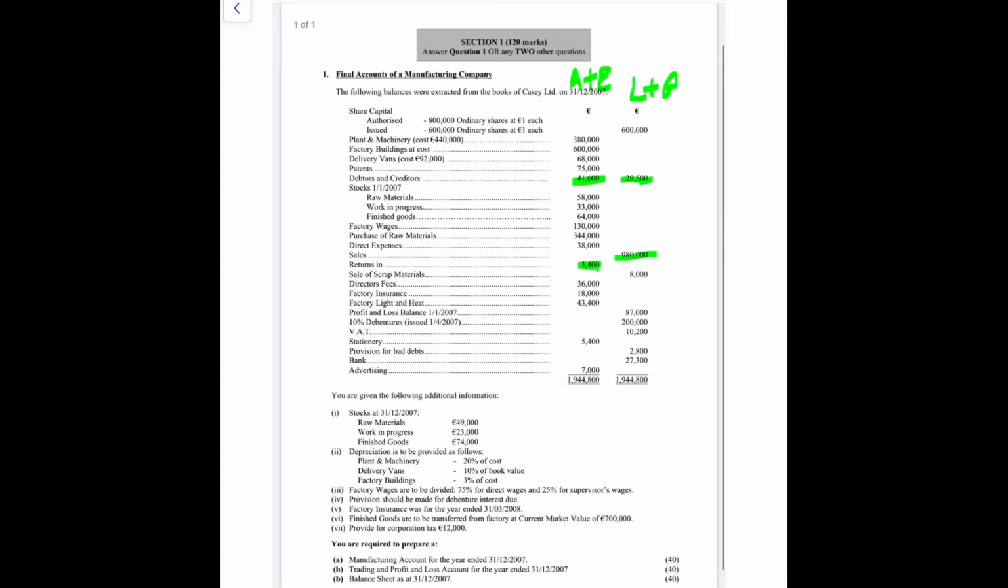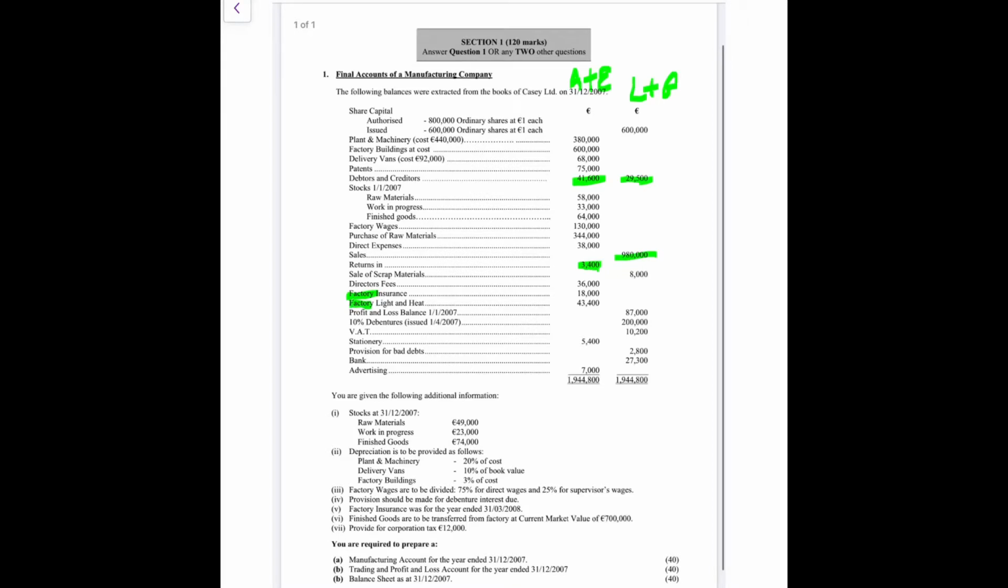Sale of scrap material then is €8,000. That goes into the manufacturing account, and the manufacturing account, that's going to go in as a minus, okay? And I'll explain that when we get to the manufacturing account. Directors' fees of €36,000. They're going to go in as an admin expense. You've got factory insurance of €18,000. That's going to go in as an indirect expense in your manufacturing because you see that word factory. You also have factory light and heat of €43,400, also a manufacturing account expense, so it's going to be indirect.